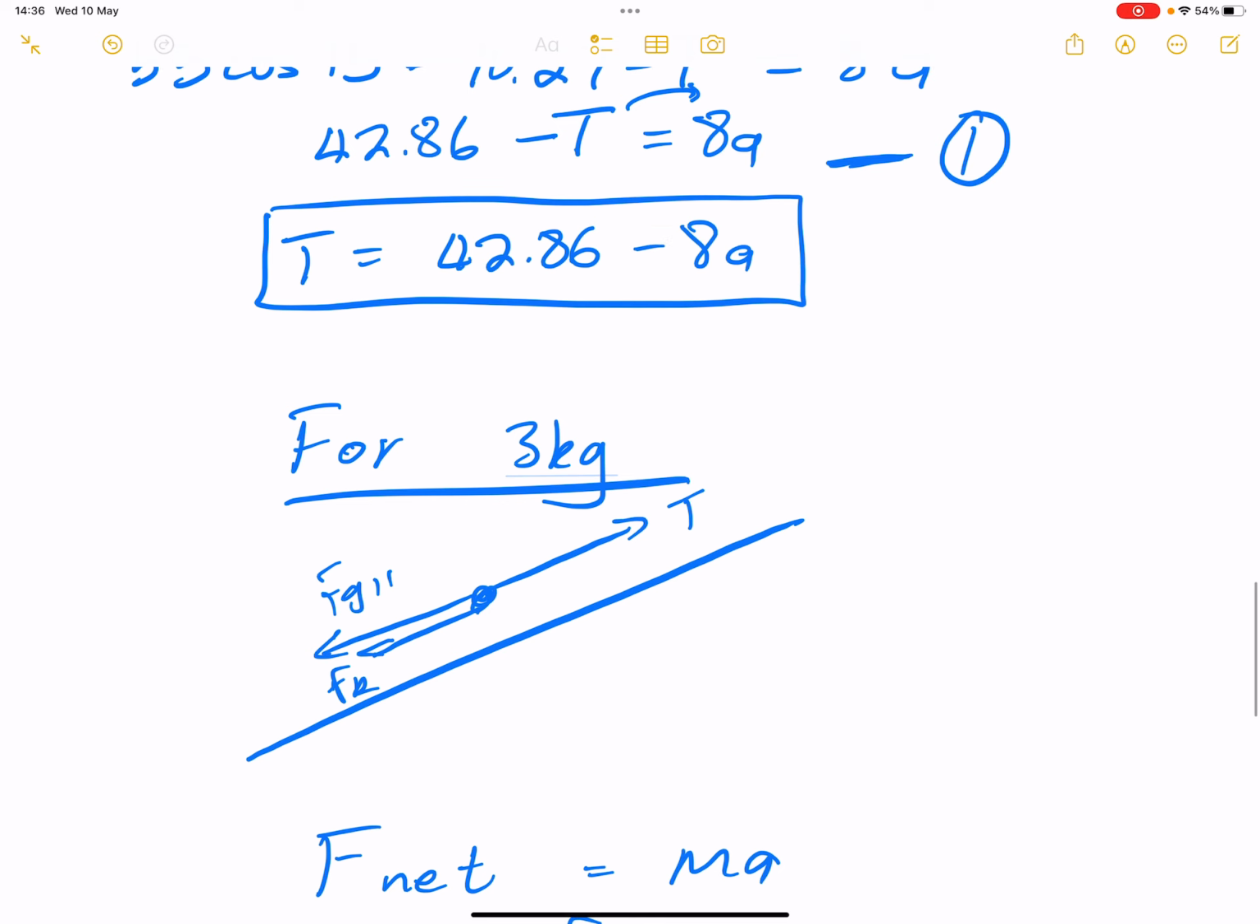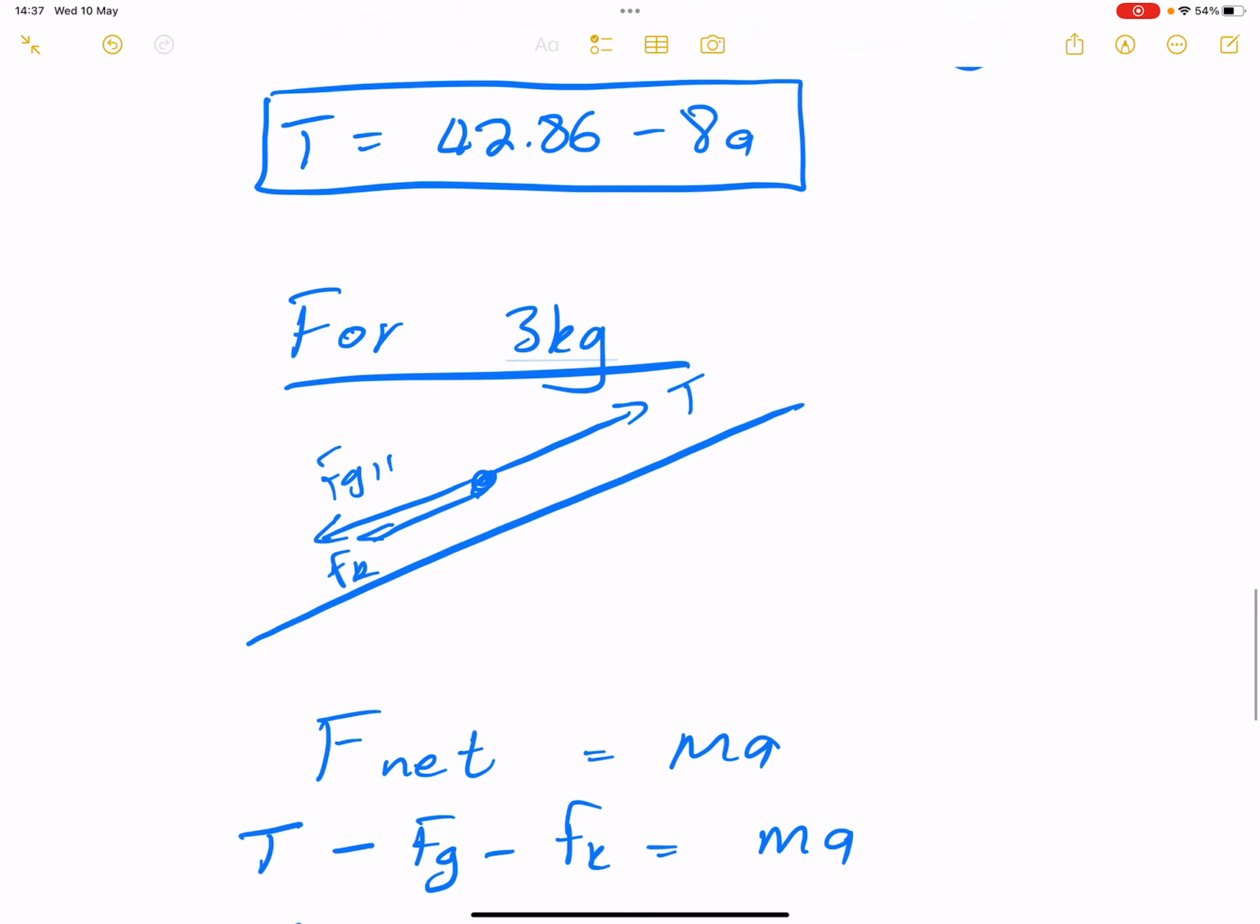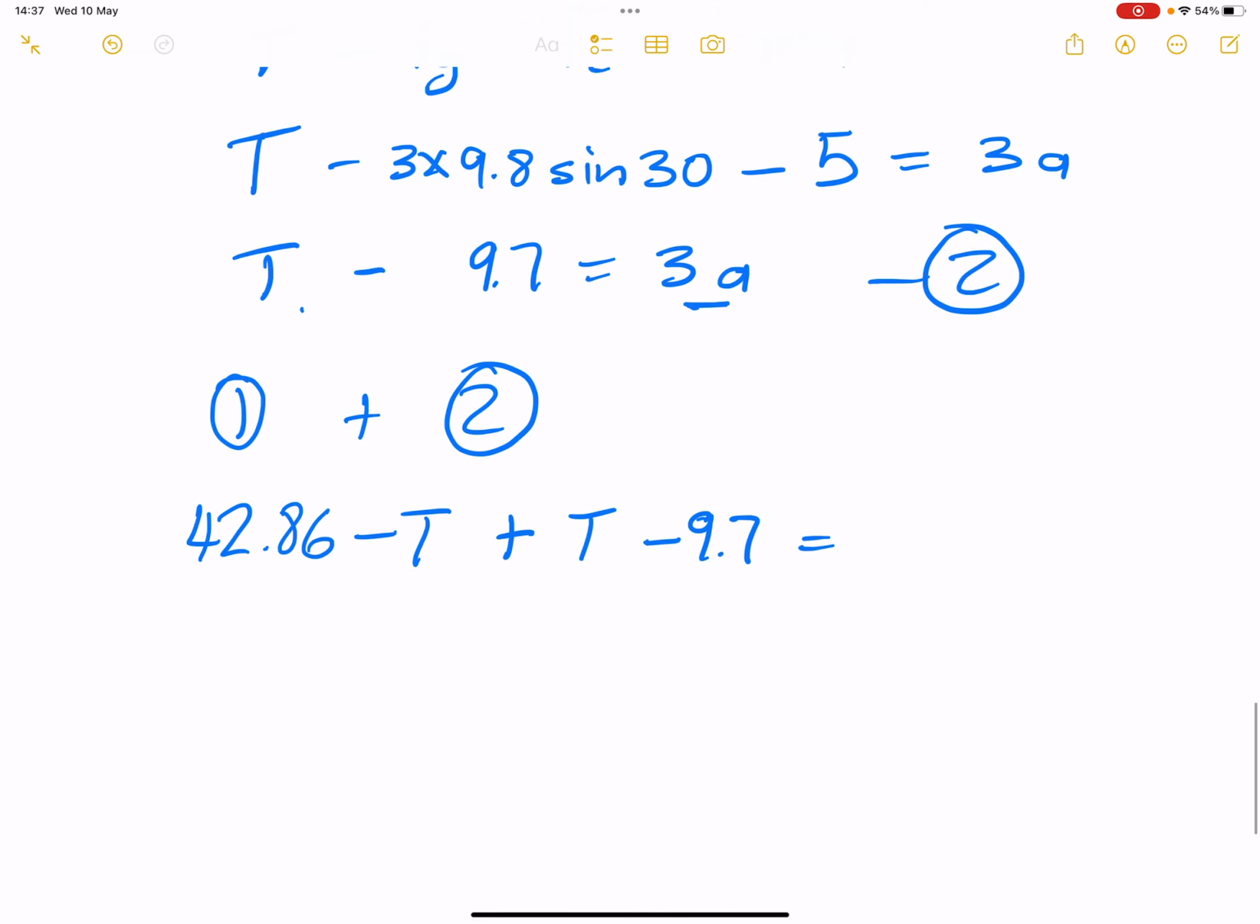So my equation 1 was 42.86 minus T. That's the left-hand side of equation 1. I'm adding it to the left-hand side of equation 2, plus T minus 9.7. Then I add the right-hand side. That's going to be 8A as well as 3A, which gives me 11A when I add them up.